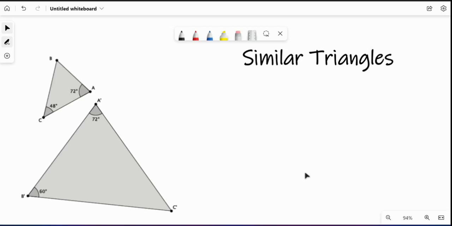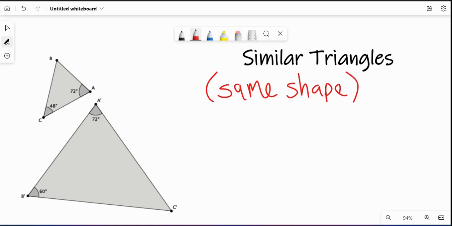In today's video, we are going to be looking at the relationship between triangles and seeing whether or not they are similar to each other. Now, the word similar mathematically means the same shape. So that means the same shape. Okay, so they could be a different size, but they will be the same shape.